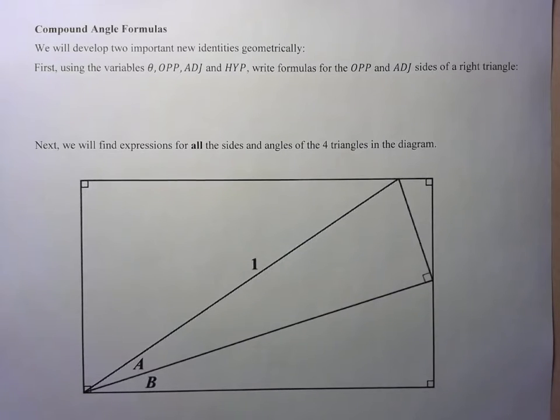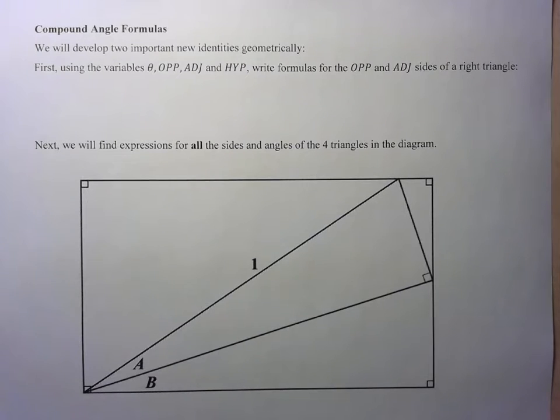Hi folks, we're going to take a look at the lesson on developing what are called the compound angle formulas. These are a set of identities that allow us to determine the cos or sine of the sum of two angles, or the difference of two angles. And we're going to see that that's going to lead us to some other nice relationships.